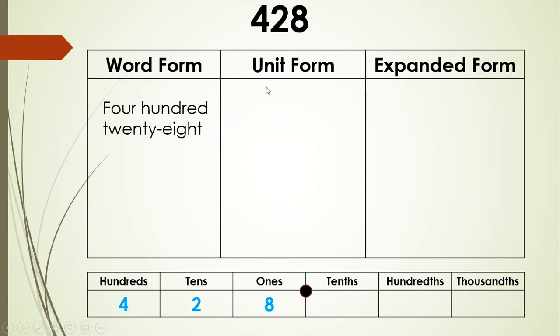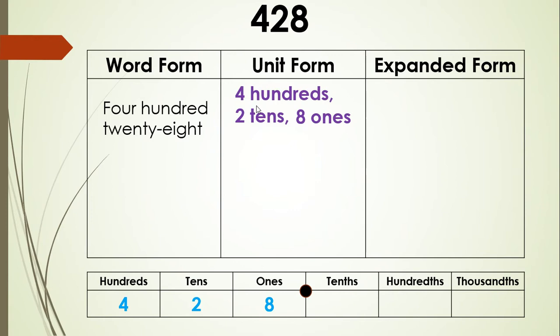Now we're going to try to rewrite 428 in unit form. This is when we write the digit and the place value it's in. The first digit I see is a 4, and I can see the 4 is in the hundreds place. So I'm going to write 4 hundreds. The next digit is the 2. The 2 is in the tens place, so I'm going to write 2 tens. And then finally, we see the number 8. The 8 is in the ones place, so I'm going to write 8 ones. This is one way that we can represent 428 in unit form.